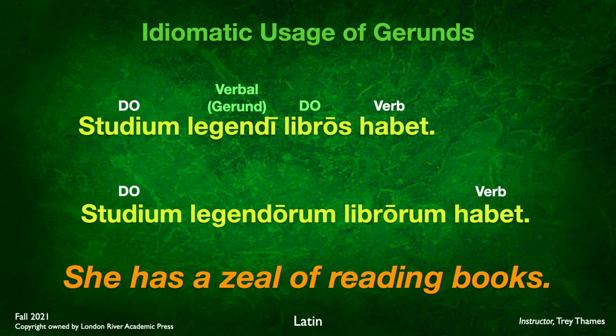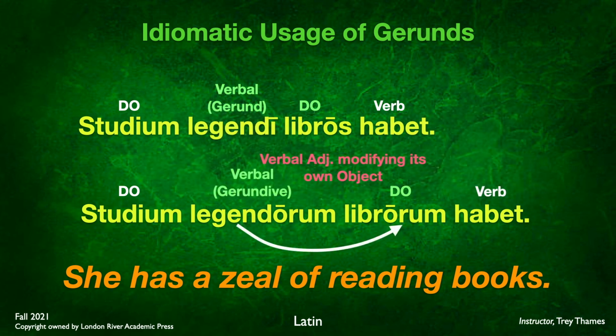So now we have, again, verb and direct object, but now legendorum is essentially a verbal gerundive. It's our adjective modifying the direct object librorum. It's modifying its own direct object, all right? A verbal adjective modifying its own object. So the translation for both of these sentences is identically the same. She has a zeal or a love of reading books.